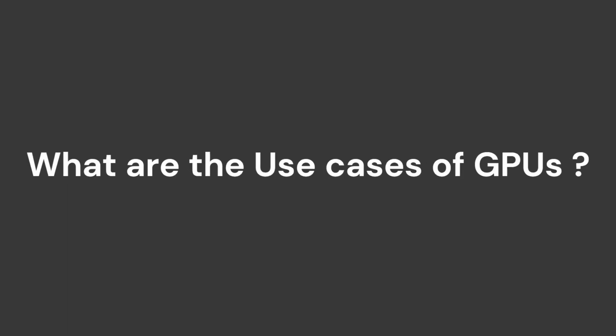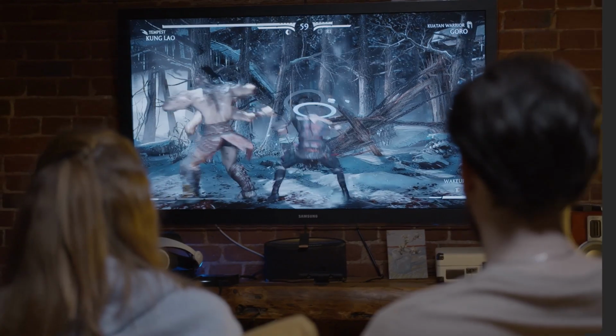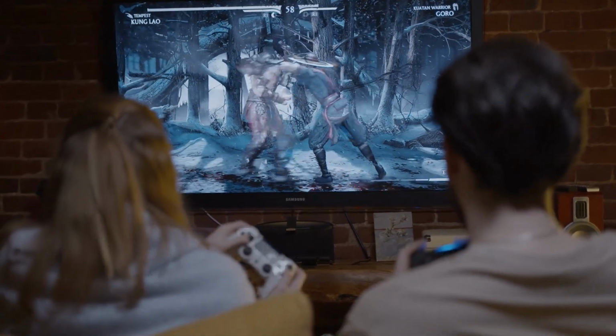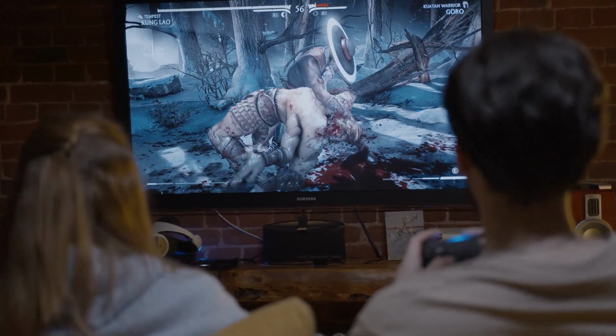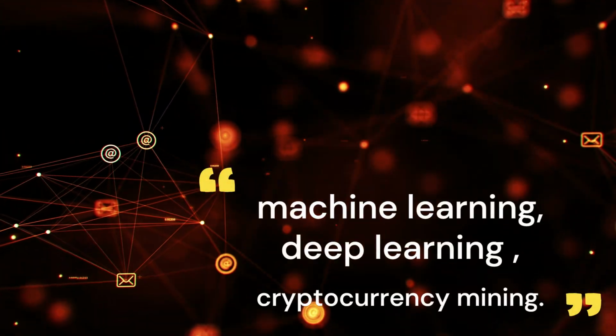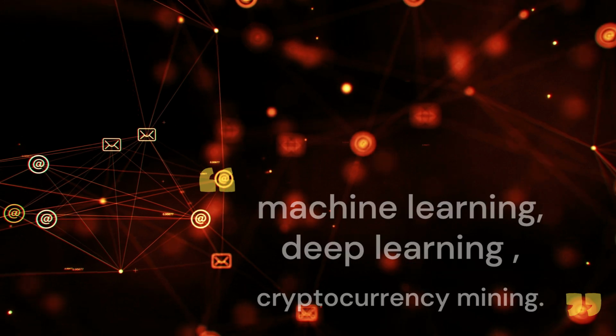So what are the use cases of a GPU? GPUs are used for 3D image rendering and graphics rendering. Besides graphics rendering, they are also used for machine learning, deep learning and cryptocurrency mining.